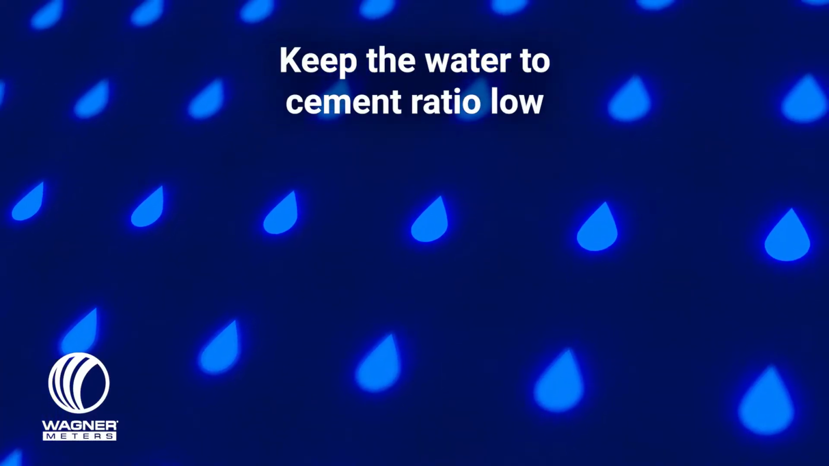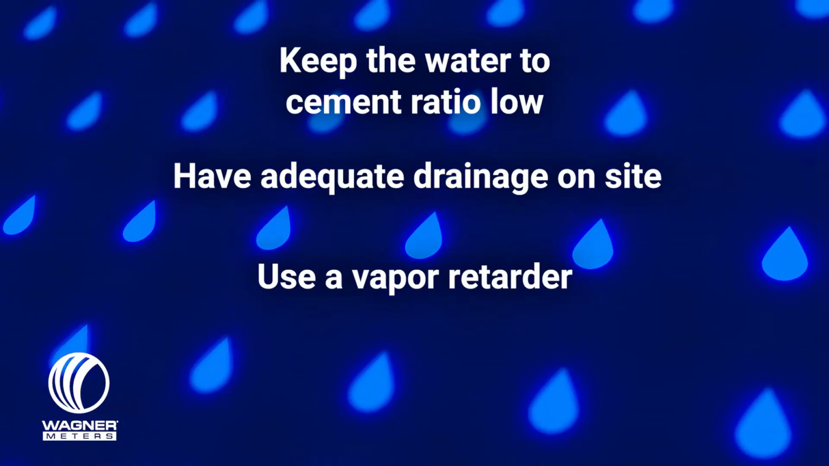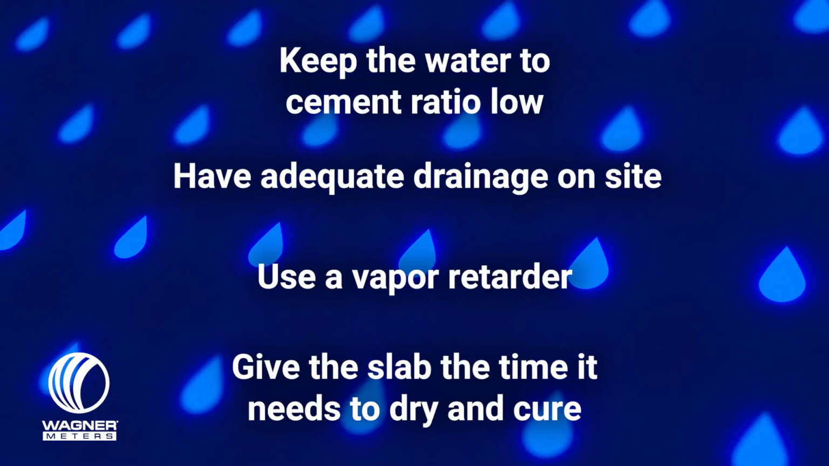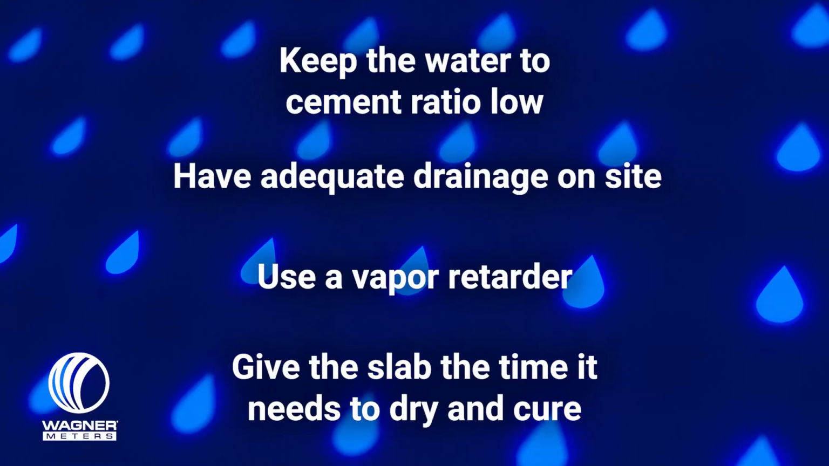So how do you prevent all of this? Keep the water to cement ratio low. Have adequate drainage on site. Use a vapor retarder below the slab, and give the slab the time it needs to dry and cure. Curing will happen on a stopwatch, but drying only happens when the environment is correct. Consistent temperature, low relative humidity, and the biggest key is time. 30 days for every 1 inch of slab thickness once these conditions are met. Bottom line, don't install the flooring too soon. It's worth the wait, I promise.